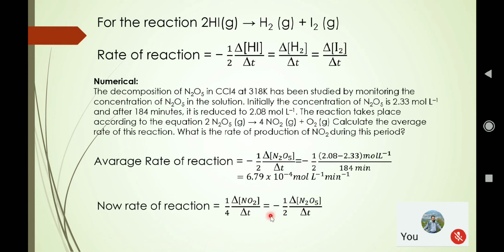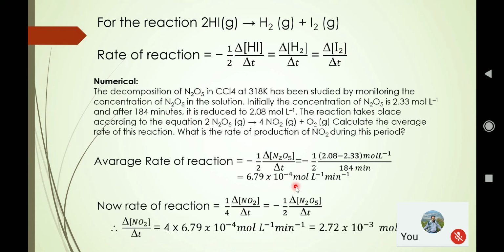From here we can calculate delta NO2 by delta T. If we use this value, 6.79 times 10 to the power minus 4, we put this value here and multiply it by 4 to get the change in concentration of NO2 with time. The value comes as 2.72 times 10 to the power minus 3 moles per liter per minute. So this was about the introduction of this chapter.